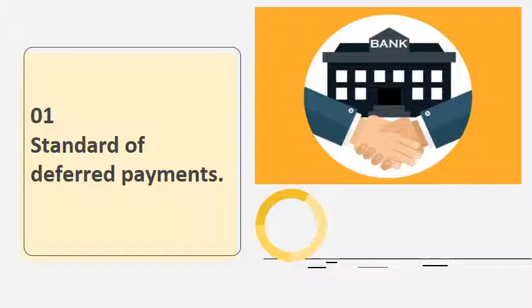The first secondary function is standard of deferred payments. Deferred payments means payments that will be made in the future. Under the barter system, taking loans was easy, but its repayment was difficult because the loan was in the form of grains, cattle, and so on. Money has overcome this difficulty. Payments to be made at a future date are called deferred payments. By serving as a standard measure of payment over a period of time, money makes borrowing and lending easy.